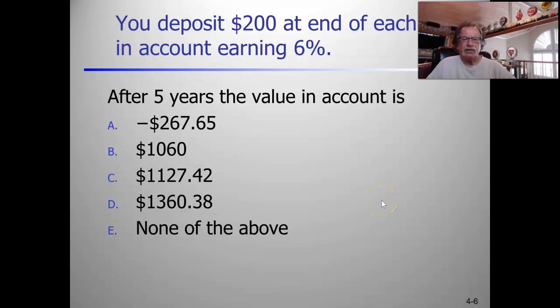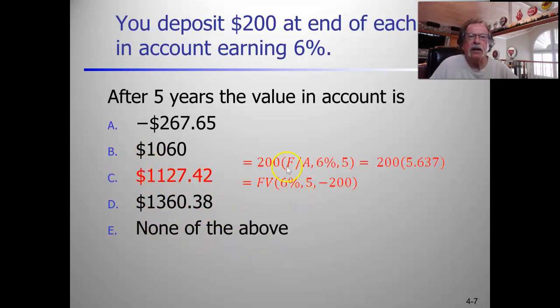Well, we would pop it into Excel or we would pop it into the formula. It's highly unlikely that it's going to be alternative A, we can throw that out. My instincts are alternative B, we can throw D out. I would think it's either going to be B, C, or E, and we need to pop it into the formula. We pop it into the formula, and we get $1,127.42.